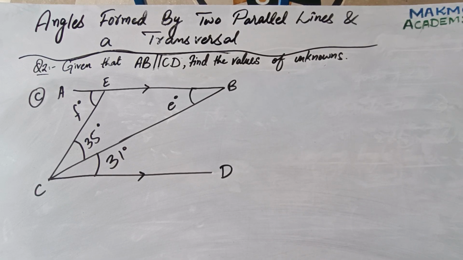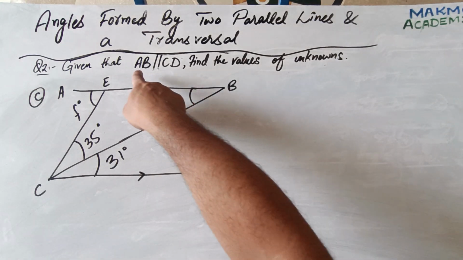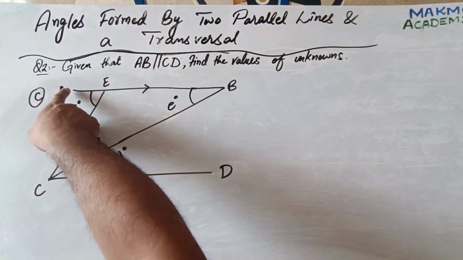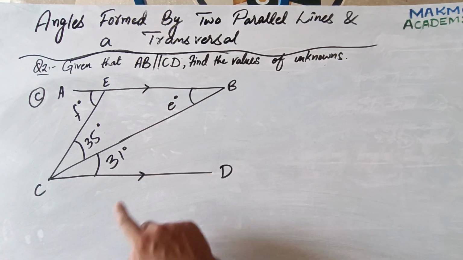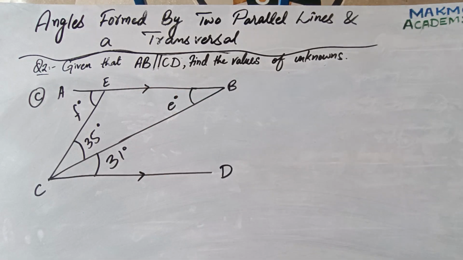Now let's look at this problem. In this problem there are two unknowns, angle E and angle F. Again, let's analyze the figure very attentively. This is the first and very important task. Line AB is parallel to CD. Here is your line AB and here is your line CD. There is a demarcation of parallel lines. It means that these two lines are parallel.